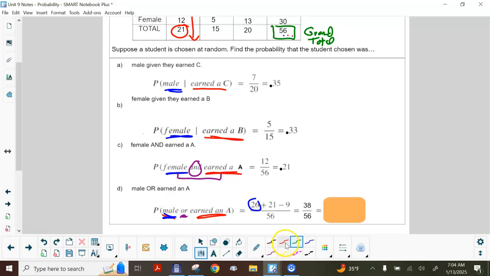And again, they did this all in one fraction, which is the way I'd prefer to do it. And then 21 was the number of people that earned an A, and 9 was the number of people that were male and earned an A. So as long as you're adding the two first probabilities and subtracting out the intersection, that should give you a total of 38 over 56, which is the correct probability. And then don't forget to reduce and give the decimal answer.